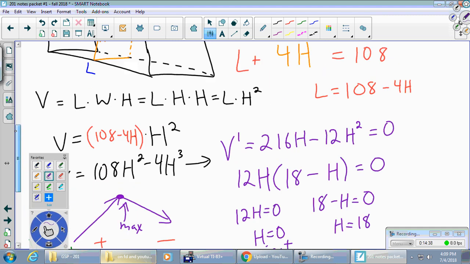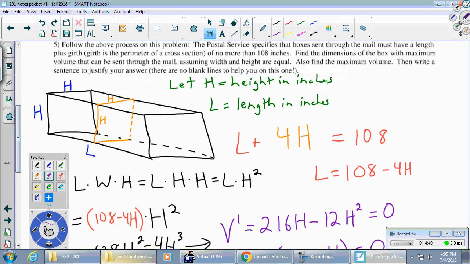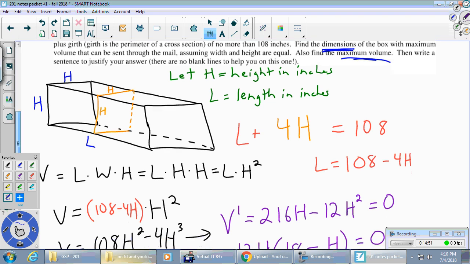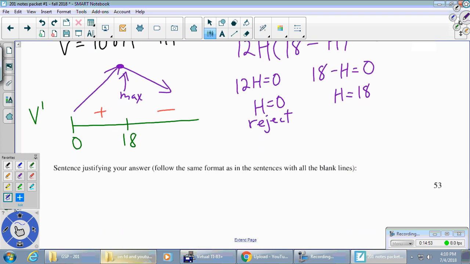Okay, so let's make sure we answer the questions. We know we've got our winning H, but let's be clear what we're trying to find. It says find the dimensions of the box and also find the maximum volume. Okay, great. So we calculated that the best h is 18. The width is also 18.